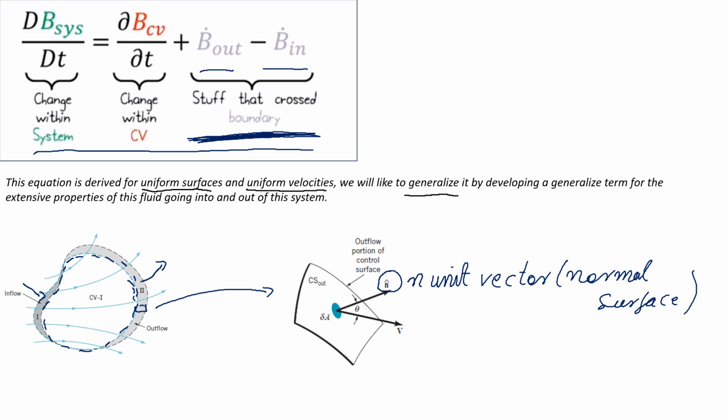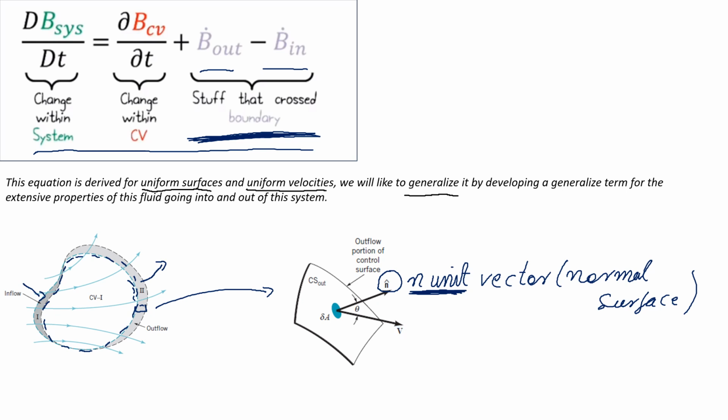And the other is my velocity. This is in the direction of that flow. This is my velocity. This is the n unit vector, which means its magnitude is equal to 1, so it is only giving us the sense of direction, nothing else, and this is our velocity.